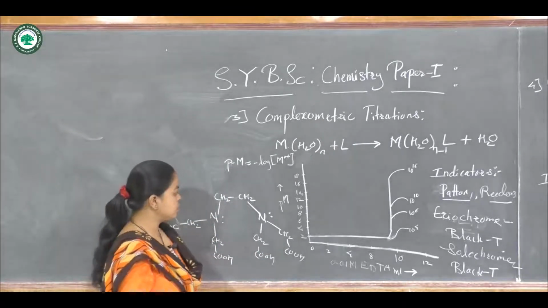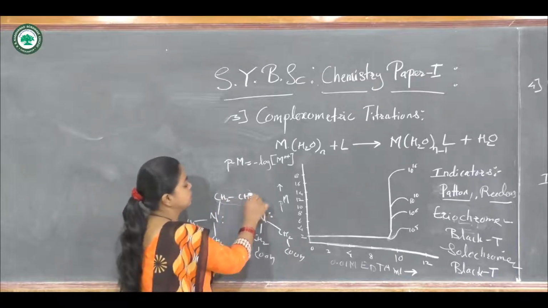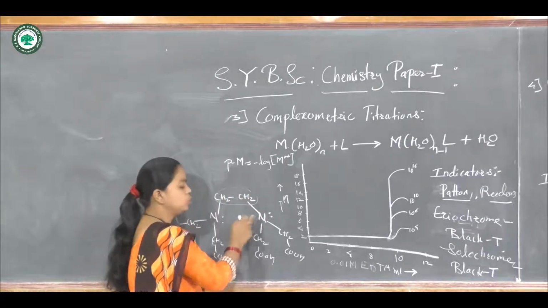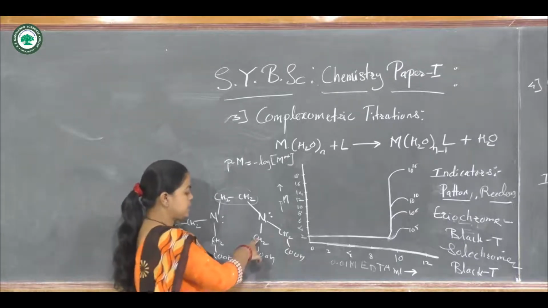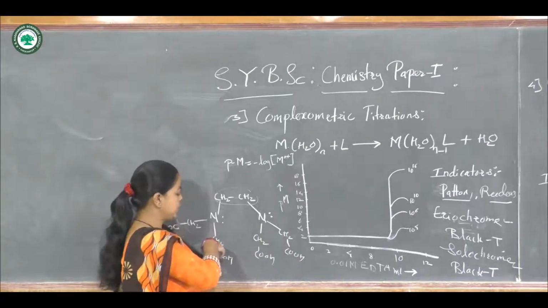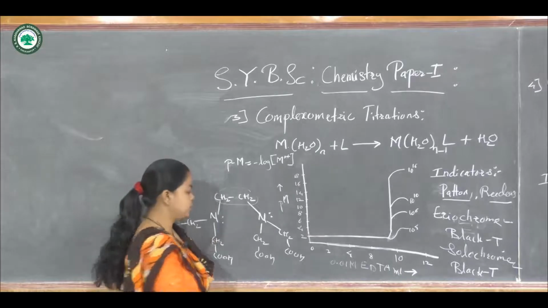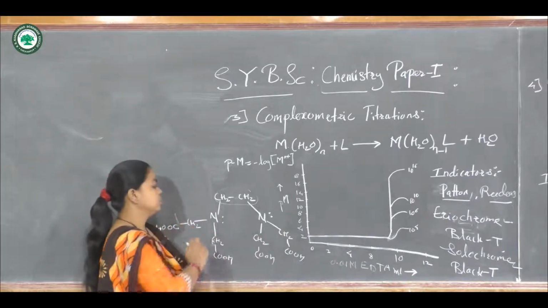Now if we see the structure, this is the ethylene molecule, bonded to 2 nitrogens, therefore ethylene diamine, and tetraacetic acid means 4 acetic acid molecules are attached to the nitrogens, here 2 and here 2.